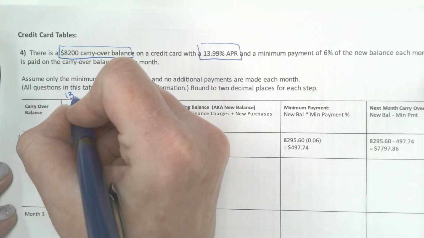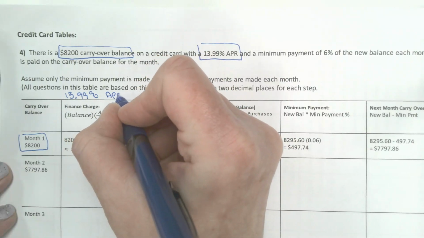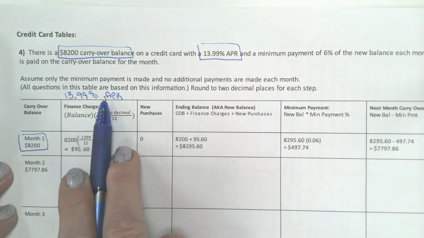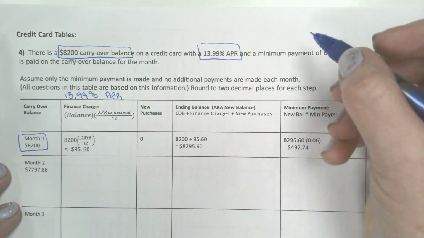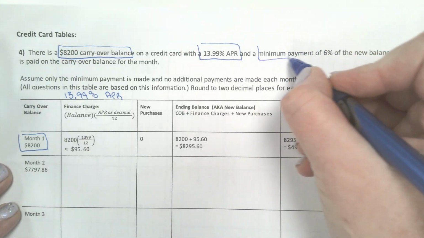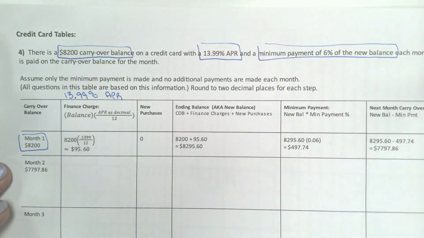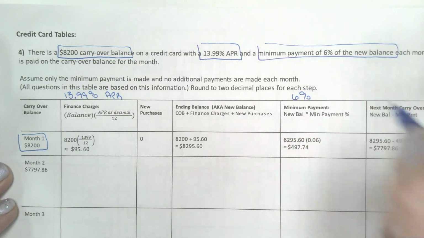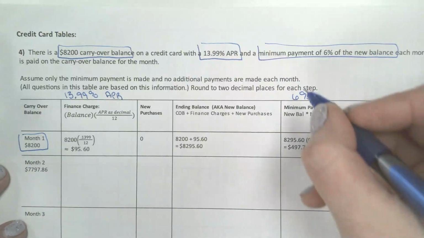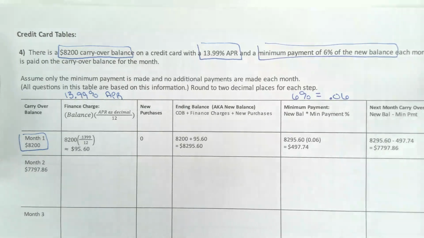So I have 13.99% APR, which I kind of put at the header above finance charge, so that's the number I'm going to use there. They have a minimum payment of 6% of the new balance. So here in minimum payment, I'm going to use 6%. And I'm definitely going to turn that into a decimal. I'm going to use that decimal amount.